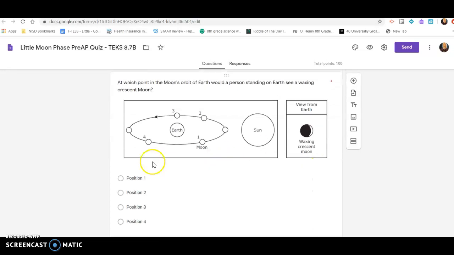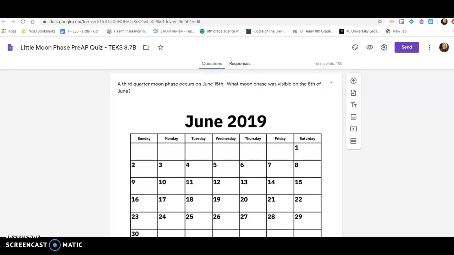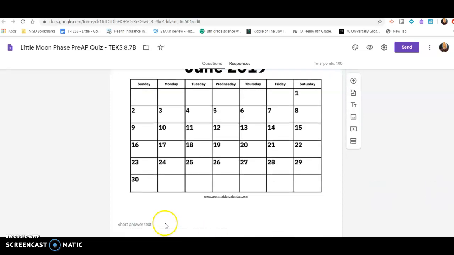Next question. At which point in the moon's orbit of Earth would a person standing on Earth see a waxing crescent moon? Would it be at position 1, position 2, position 3, or position 4? Next question. A third quarter moon phase occurs on June 15th. What moon phase was visible on the 8th of June? Make sure you put in the correct moon phase for the 8th of June.